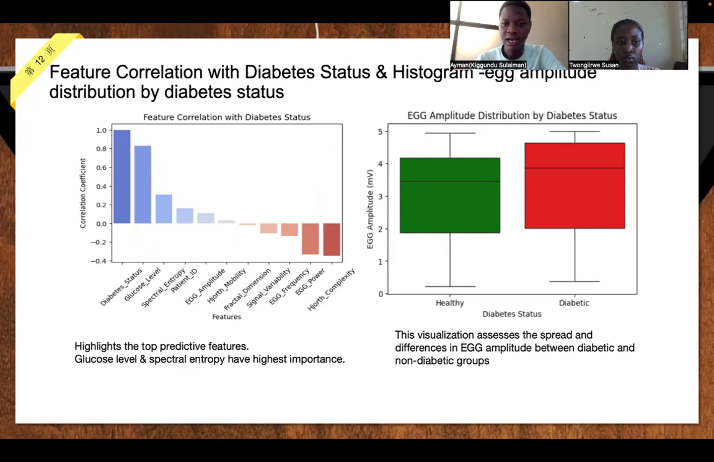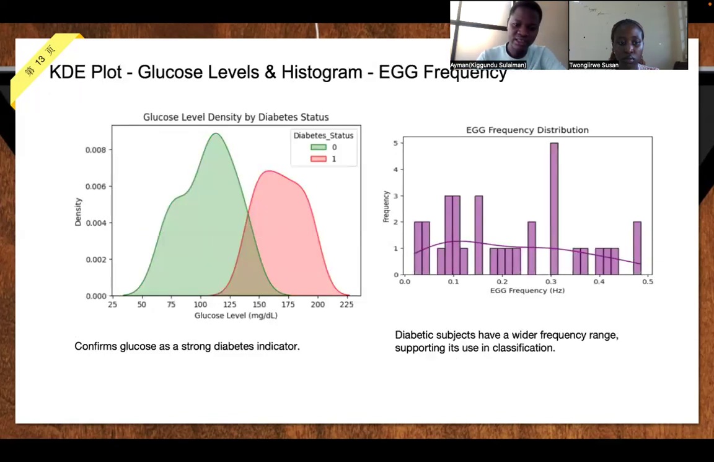So the other is EGG amplitude distribution by diabetes status. This visualization assesses the spread and differences in EGG amplitude between the diabetic and the non-diabetic groups. So the next one is glucose level density and diabetes status. This is the density of glucose against the glucose levels. This confirms glucose as a strong diabetes indicator.